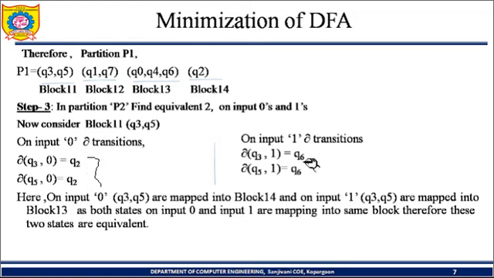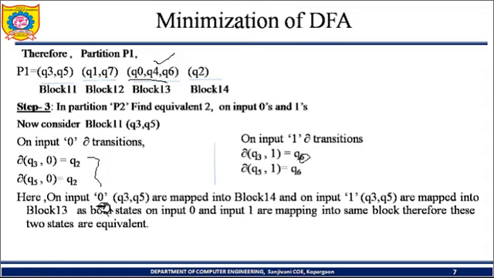But we have to check on input 1 whether those two states are identical or not. Q3 after reading 1 is in Q6, this block, and Q5 after reading 1 is in Q6, which means both states are mapping into block 1 3. I am not saying the same state, I am saying the same block. That's why those two states are identical on input 1. Even if Q3 after reading 1 were, let us say, in Q0, and Q5 after reading 1 were in Q6, Q0 and Q6 are both in the same block.